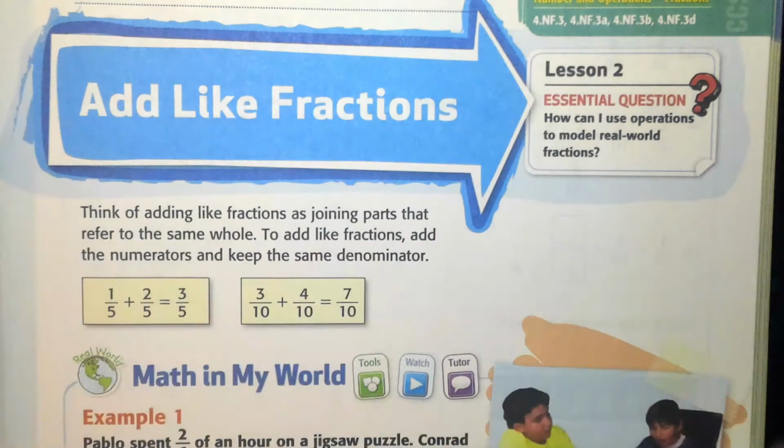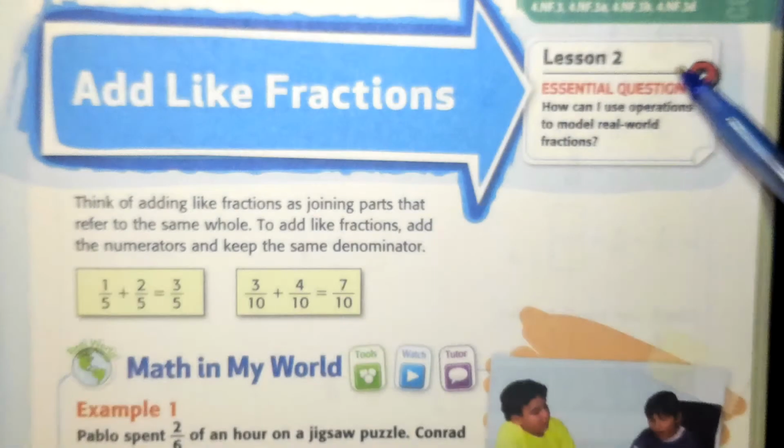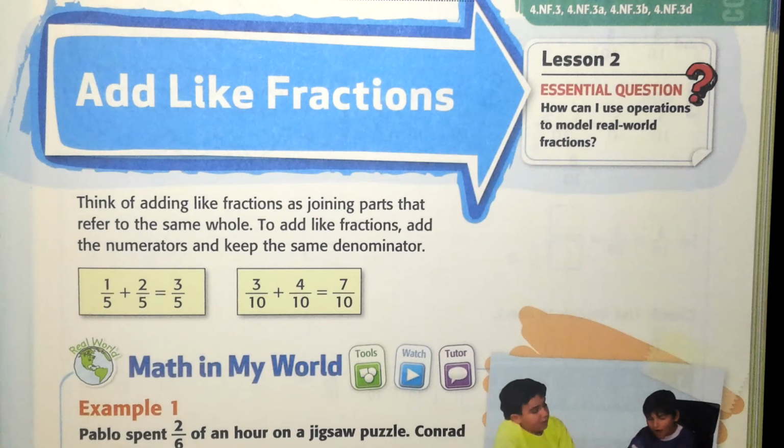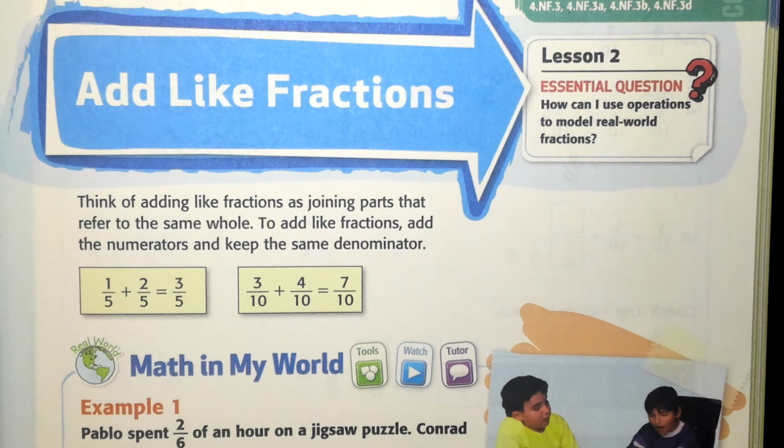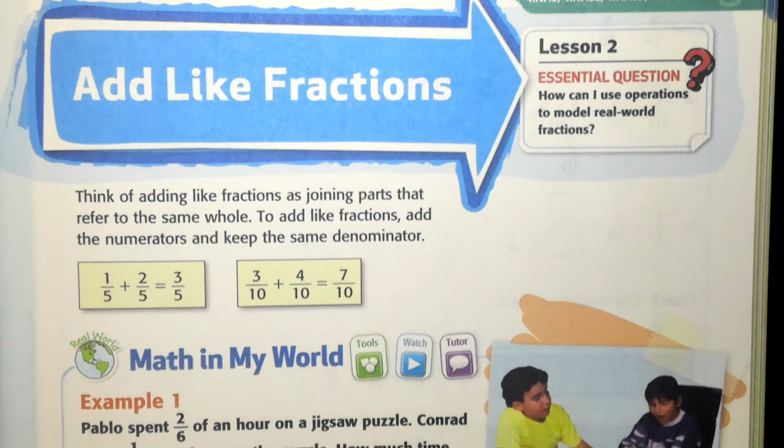So moving forward, we're going to go ahead and look at your math book. Again, I am on this page, Add Like Fractions, Lesson 2. In your book, it is page 567 if you would like to follow along with these examples, and then you would have a great example page to refer back to as you move through the following lessons.